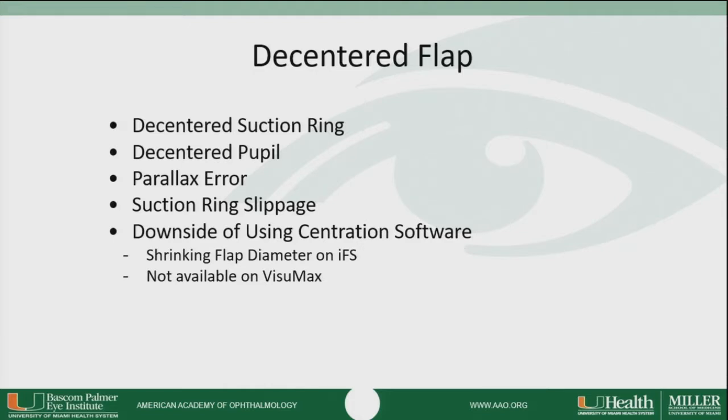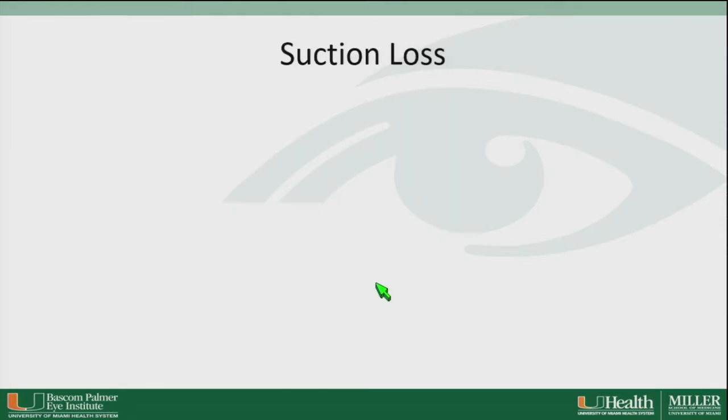Decentered flaps occur from decentered suction rings, eccentric pupils, parallax error, and pseudosuction and suction ring slippage during the treatment. Some laser platforms have centration software, but the disadvantages are that it does shrink the flap diameters on some laser platforms, such as the Intralase, and is not available in other laser platforms, such as the VisuMax.